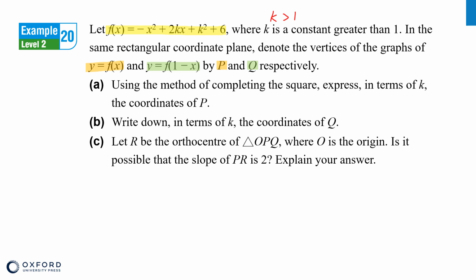There are three parts in this question. Parts A and B require us to find the coordinates of P and Q, and part C requires us to determine whether it's possible that the slope of a line is a certain value. Let's go through them one by one.